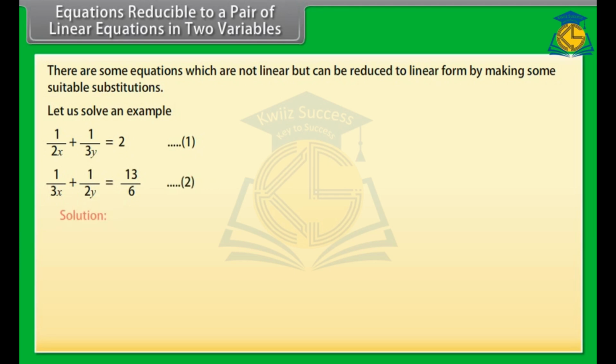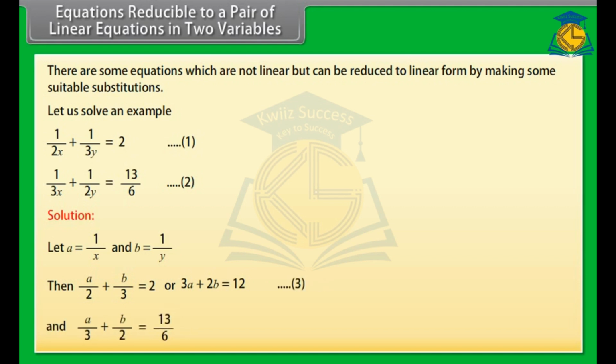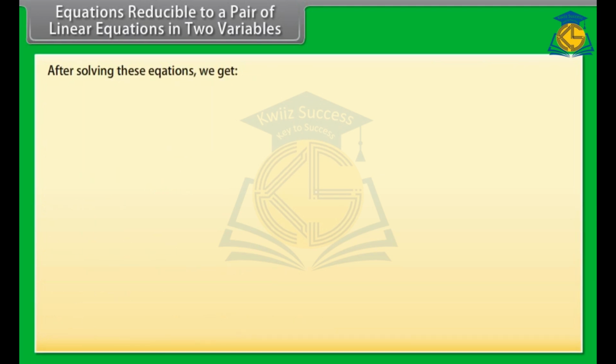Solution. Let a equal 1 upon x and b equal 1 upon y. Then a upon 2 plus b upon 3 equals 2, or 3a plus 2b is equal to 12, equation 3. And a upon 3 plus b upon 2 equals 13 upon 6, or 2a plus 3b is equal to 13, equation 4. After solving these equations, we get a as 2 and b as 3.